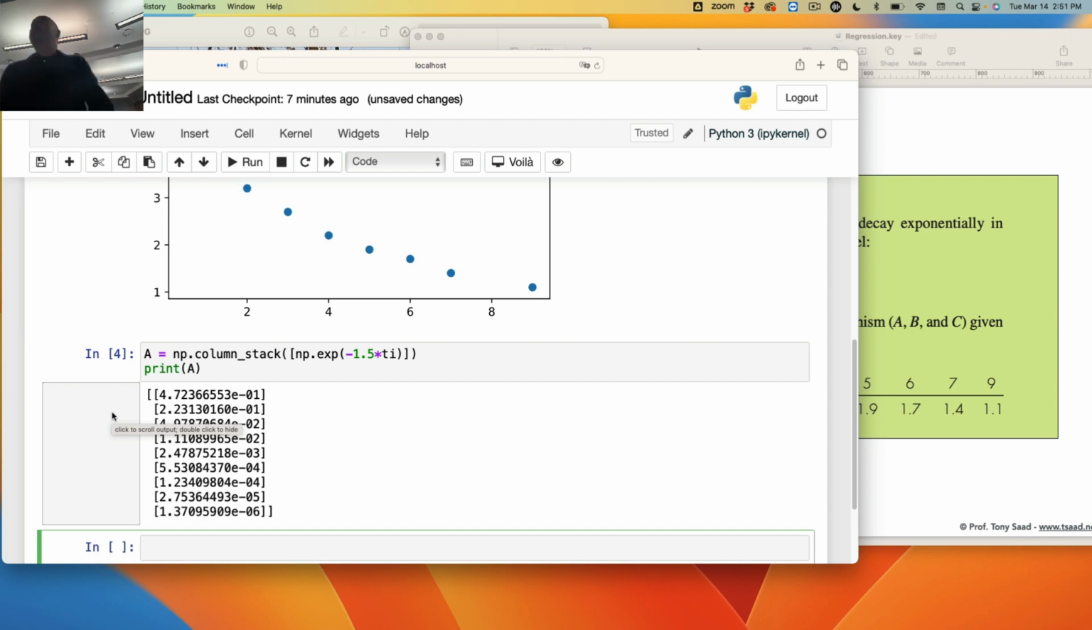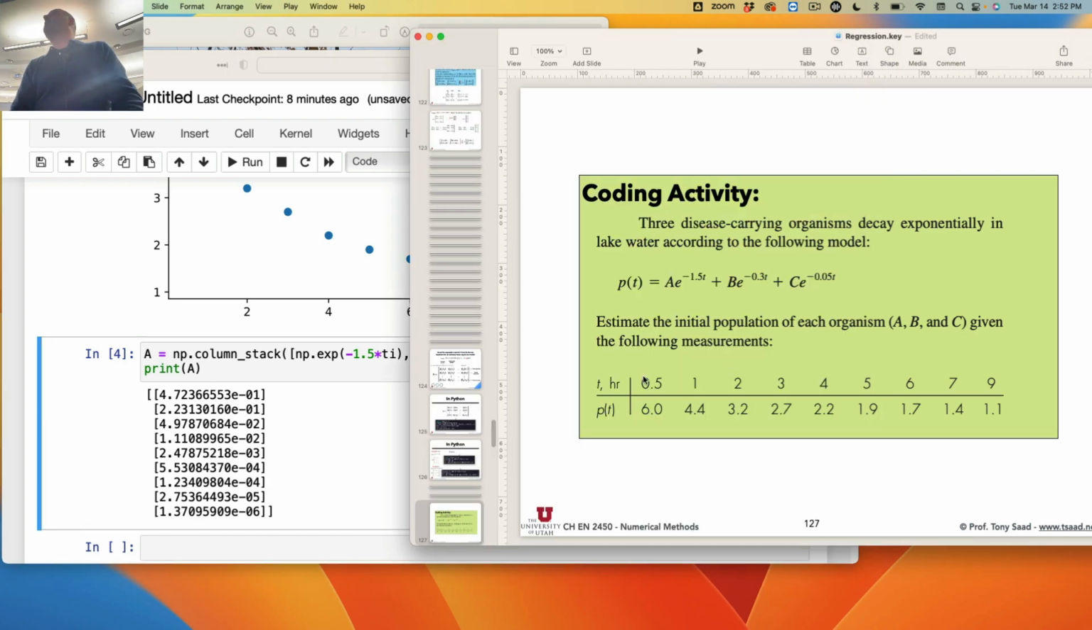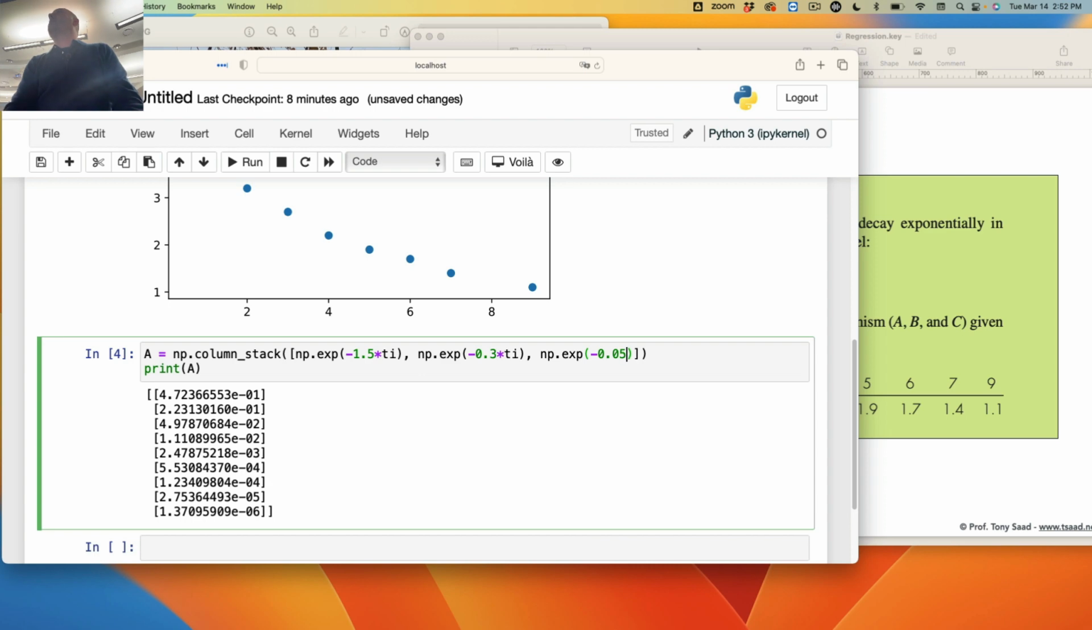So we follow the same way. Then I'm going to put a comma for the second basis function, and that is np.exp of minus 0.3t. Okay, so minus 0.3 multiplied again by ti, because I need that basis function to be evaluated at all the input data points, t1, t2, t3, t4, etc. Okay? And then finally, np.exp of minus 0.05 times ti.